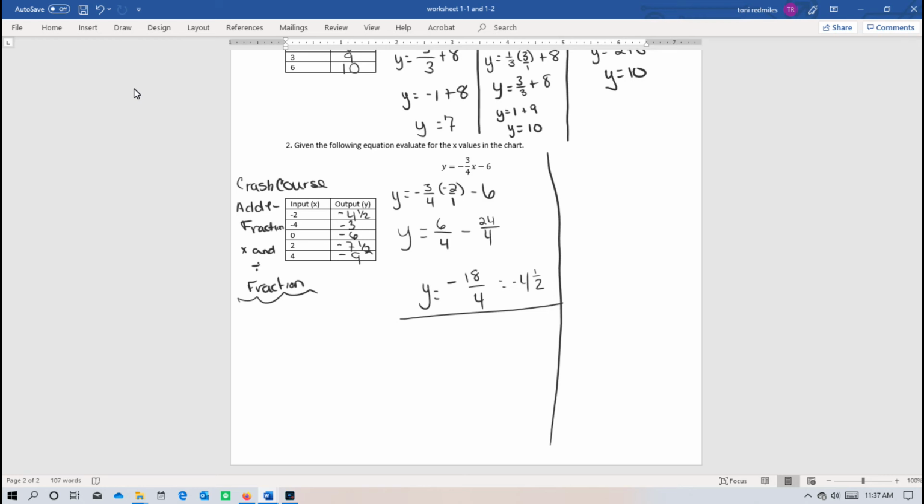All right, so let's input our next thing into our function here. And we're going to input a -4. Throw a 1 underneath. I'm going to assign the negative to the 3 and the negative to the 4. Negative and a negative make a positive. 3 times 4 is 12. 4 times 1 is 4. And 4 goes into that 12 3 times. So I have 3 minus 6. So I have $3, but I owe $6. I still owe $3. Okay, so it's a -3.